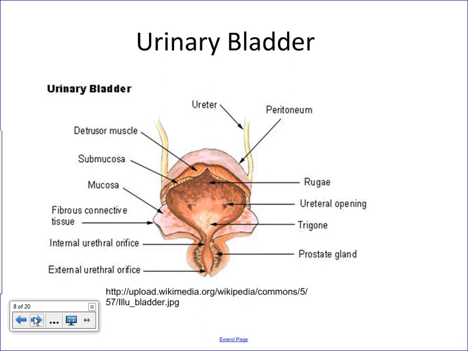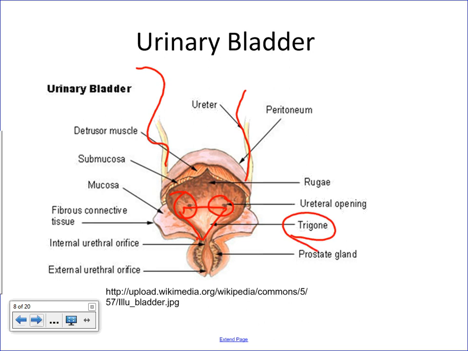Again, I'm going to go into this in more depth in another video, but you saw the ureters come on down, and the ureters attach to the bladder posteriorly, and then they open through these orifices, these ureteral openings. And there's another opening here, the internal urethral orifice. And when you draw a shape here, you get a triangle. This triangle is called the trigone of the urinary bladder.